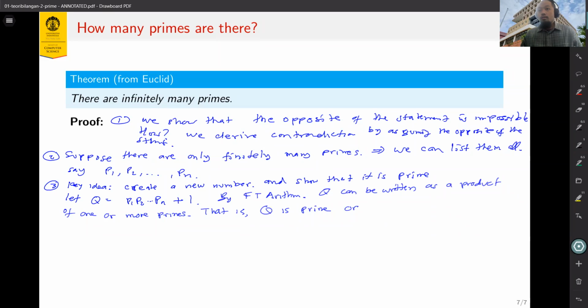So, or Q can be written as a product of two or more primes. Correct?